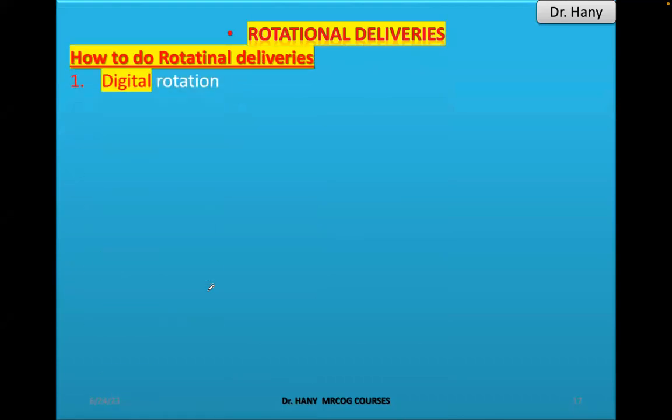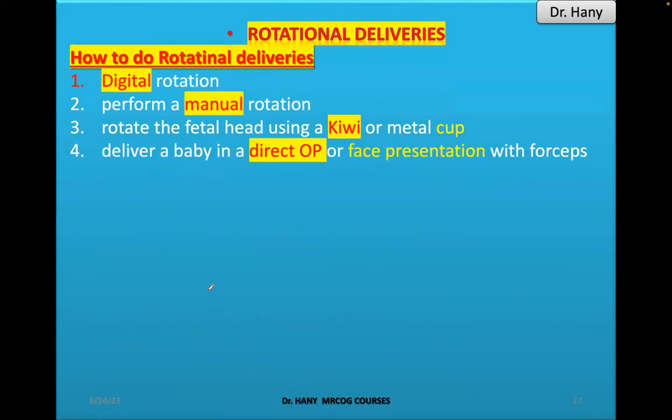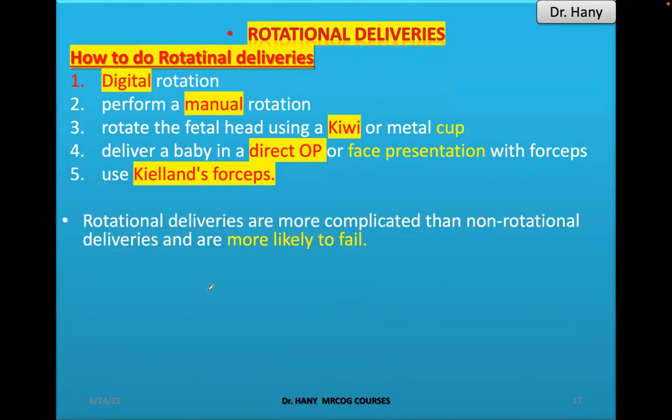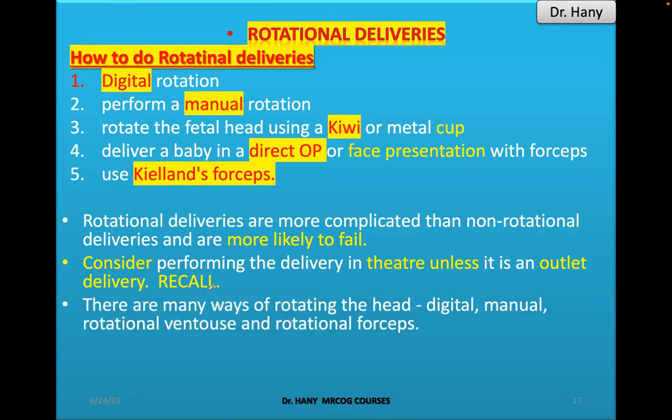Rotation, we already discussed the types of rotation: digital rotation, manual rotation, Kiwi, easy rotation, delivery by direct occipito-posterior, no rotation, Keilland, and which is the most difficult. Rotational deliveries are more complicated, should be in the theater because they are more likely to fail unless the head is well below the ischial spine. Consider performing delivery in the theater unless it is an outlet delivery. This is what the RCOG says, if you remember, in the MOOC: the head is well below, occipito-posterior, so easy rotation. And it is mentioned in the chart as well.